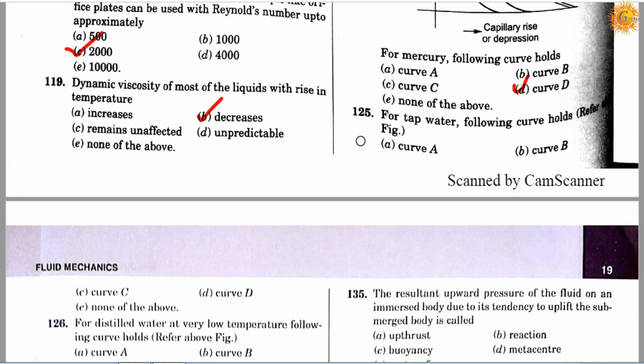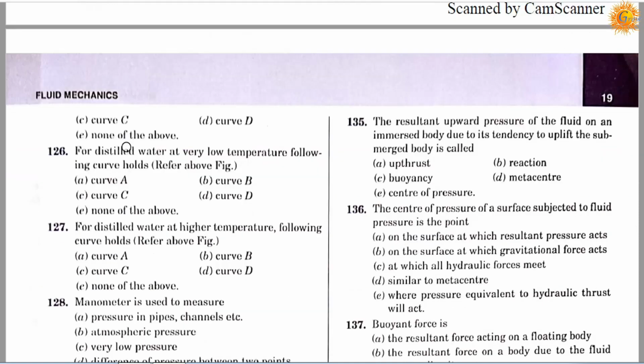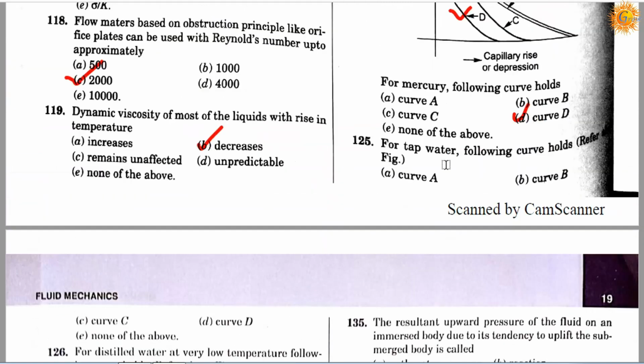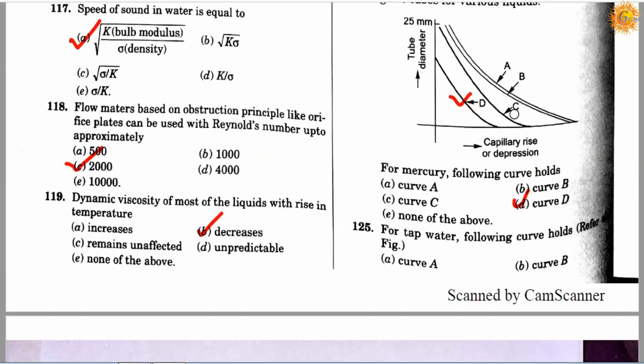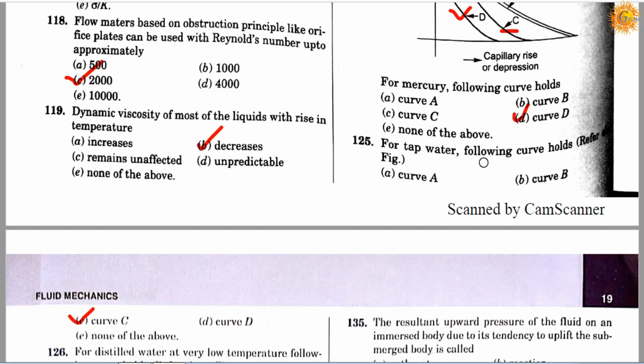Question number 125. For tap water, the following curve holds. Refer to the figure. Option A is curve A, option B is curve B, option C is curve C, option D is curve D, and option E is none of the above. So the correct answer is C, and you can see curve C is this one after the D curve. This one belongs to tap water.